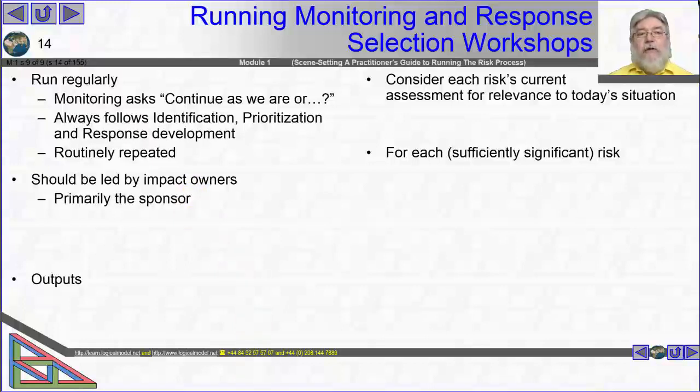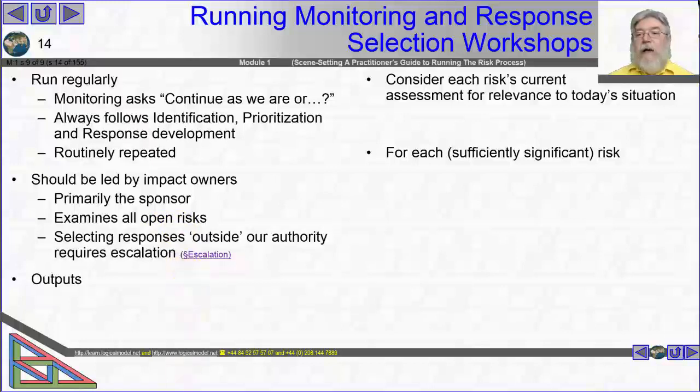During that planning session that we talked about earlier, they will have delegated some degree of authority. We will have people with particular roles because of their subject matter expertise, and therefore they can be the people who do the monitoring and response selection, which is saying, should we put responses aside, or should we add extra responses or swap responses for new ones? So primarily the sponsor or their delegated authority examines all open risks, again all should be in quotes here, and selects the responses that are inside our authority or escalates those responses that are outside of our authority.